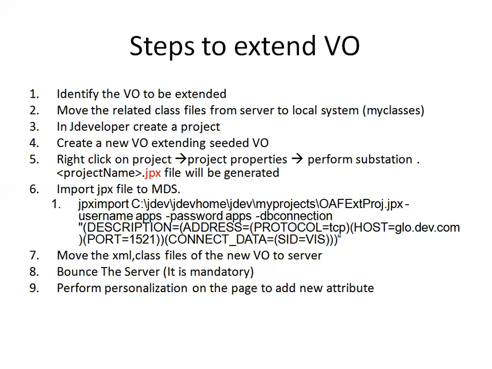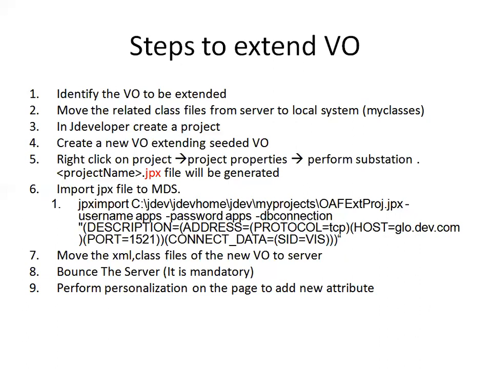The first thing is to identify the VO extension and move all your relevant class files to myclasses. Generally, moving all the dependent files to myclasses may not work. You have to move to myprojects, which is quite a different concept. Most of the times wherever you look, they say to move your VO related class files to myclasses, but in the VO extension that may not work. We have to move to myprojects also.